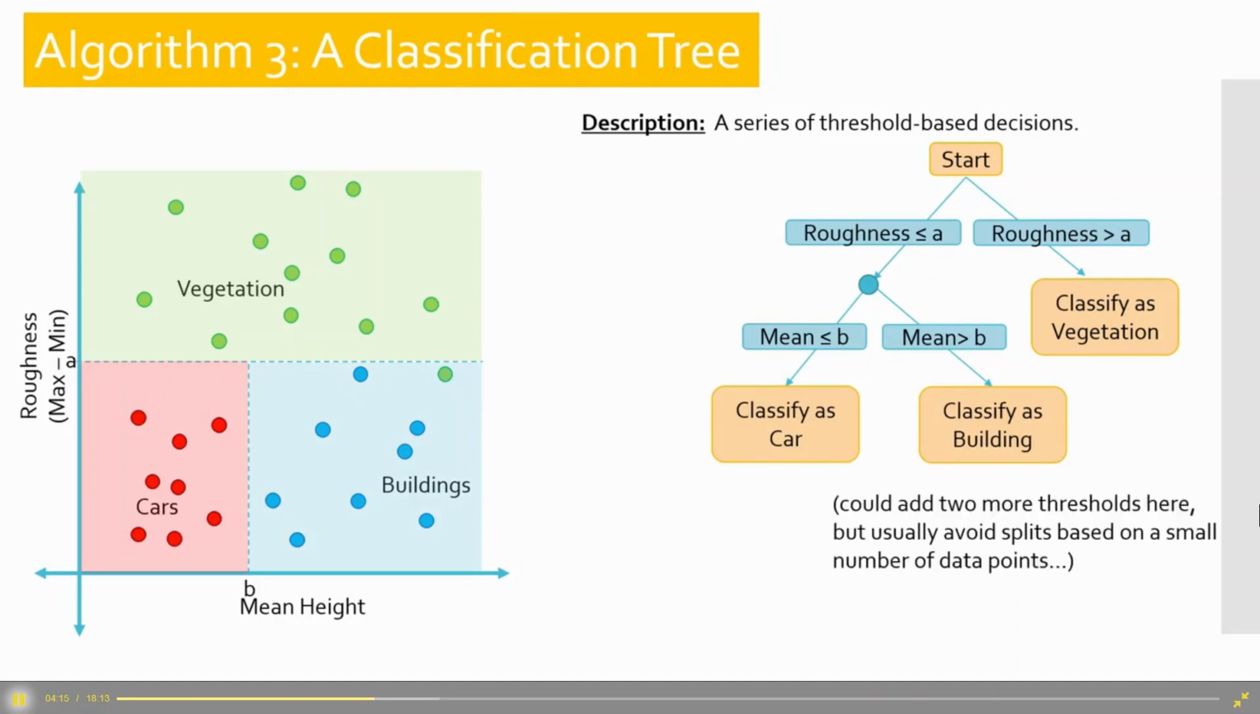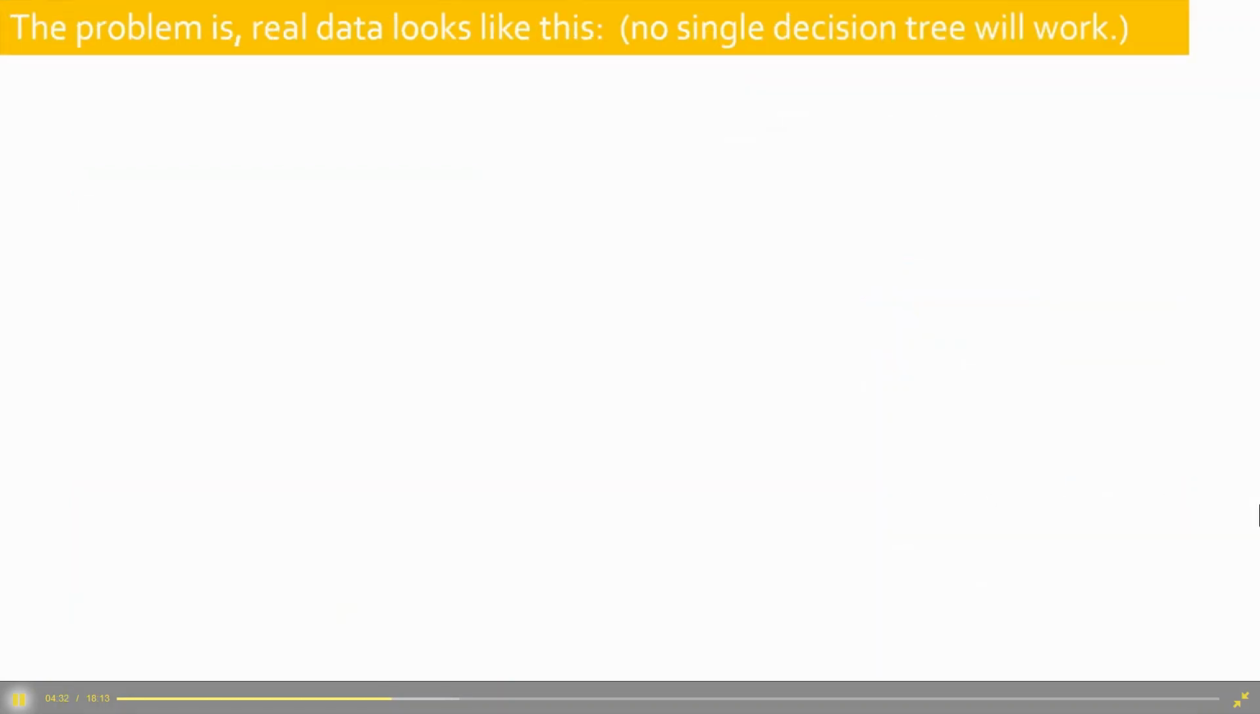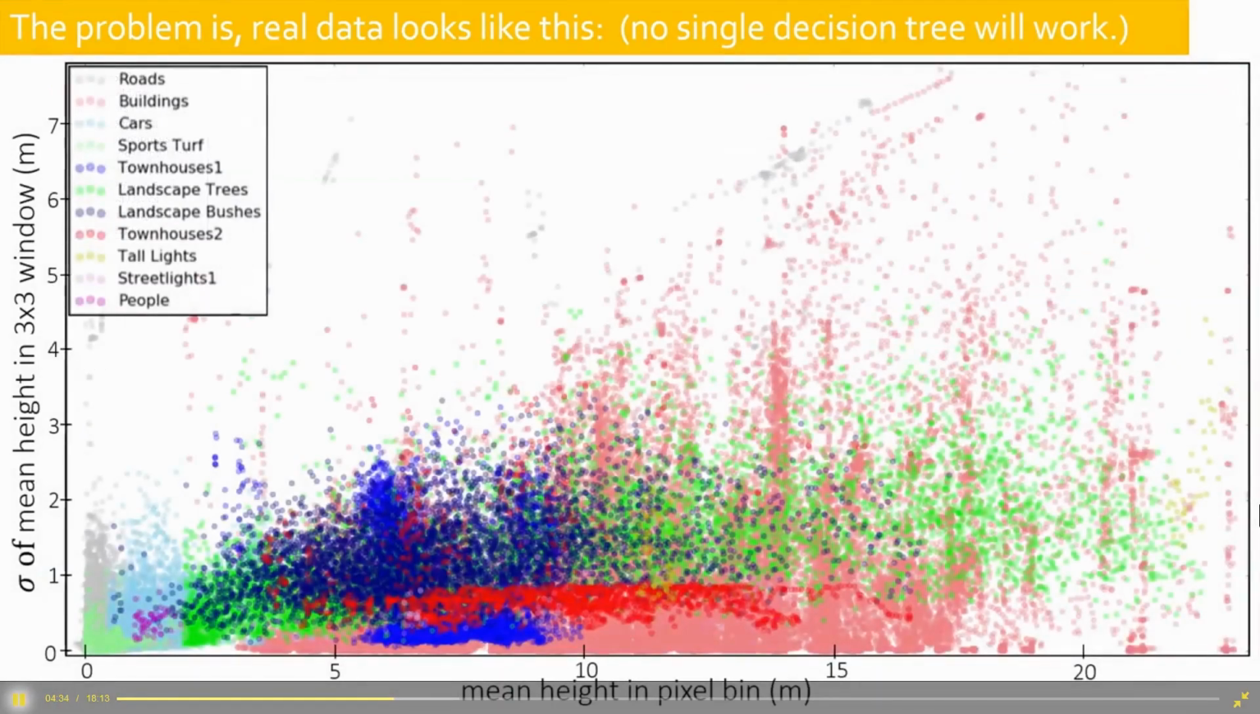So you'll see we have this dot here, which is green, but it's actually classified as blue. We don't really care if there's a point that's not in the right classification. We just kind of want to get the majority of points in the right one. But the problem is that our real data looks like this, so it's not quite as easy as that.